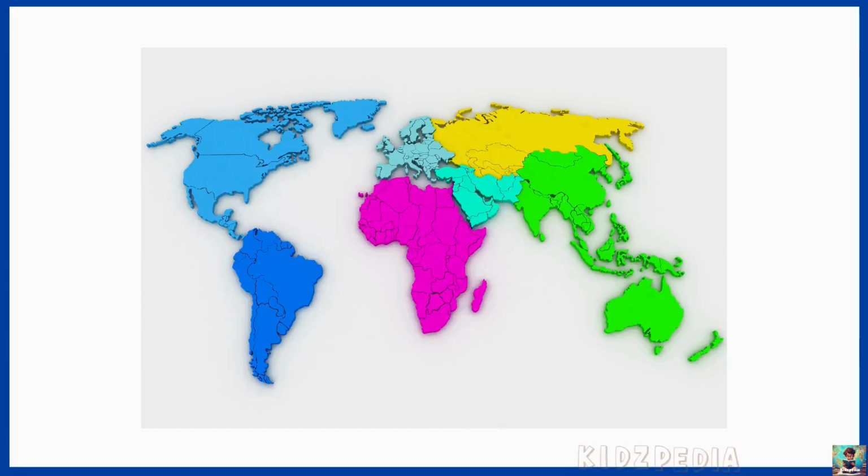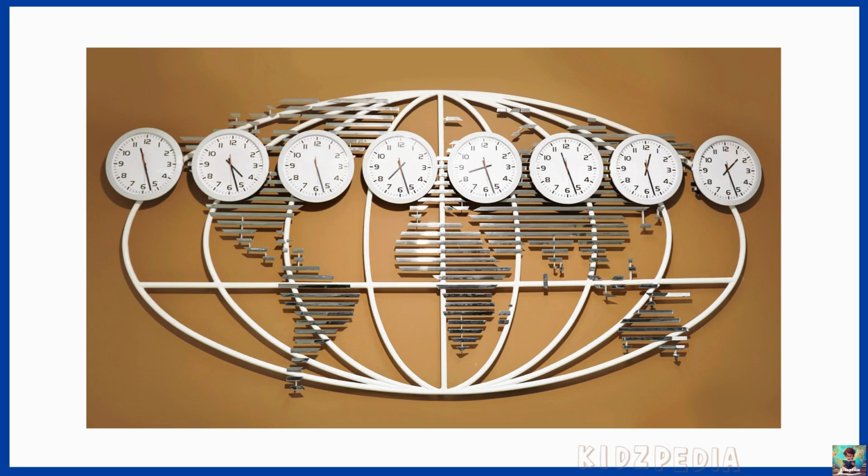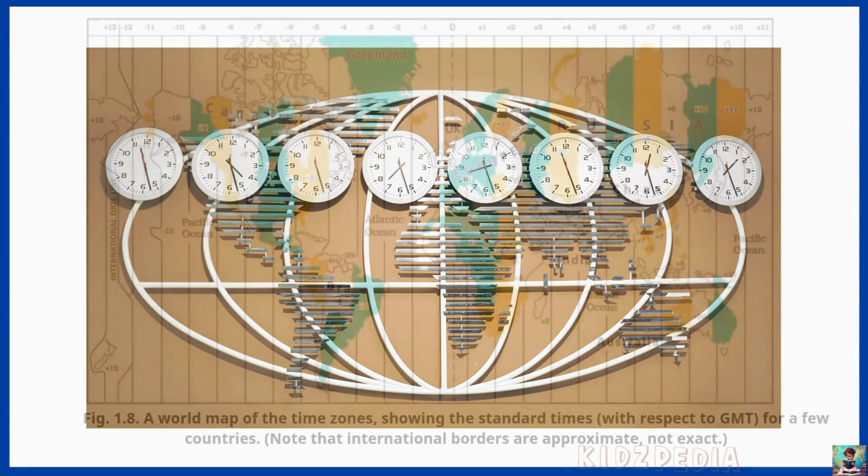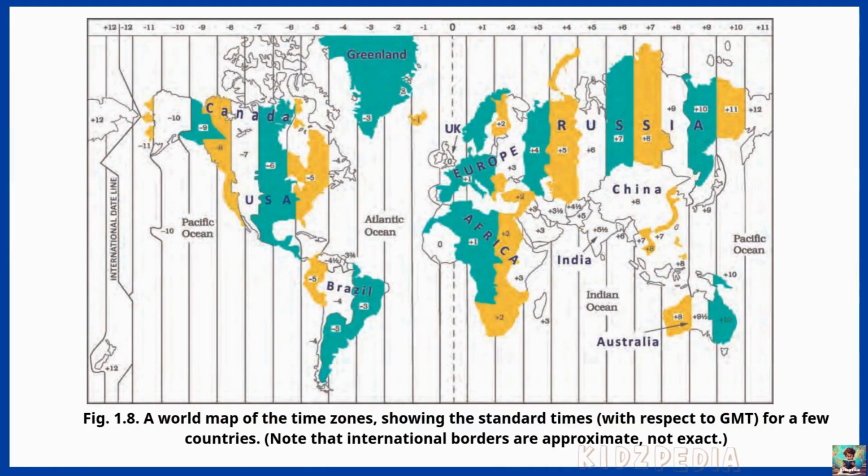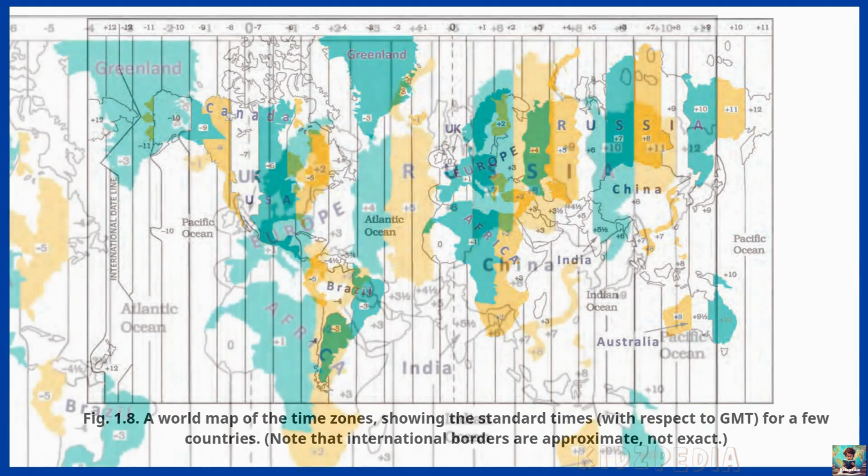So, do all countries have one standard time? No. It might seem like every country uses just one time for the whole country. But some countries are so big that the sun rises and sets at very different times in different parts of the country. So, using just one standard time wouldn't work well. It would be too early in some places, too late in other places. Some very large countries use more than one time zone. Let's look at a few examples here.